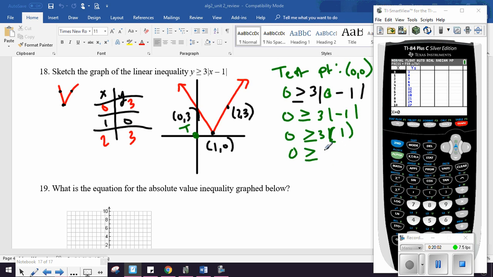So 3 times +1 is 3. Now, is that a true statement? Is 0 greater than or equal to 3? No, it's not. That's false.